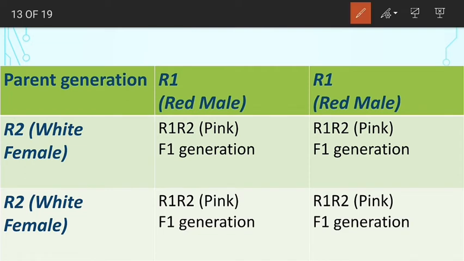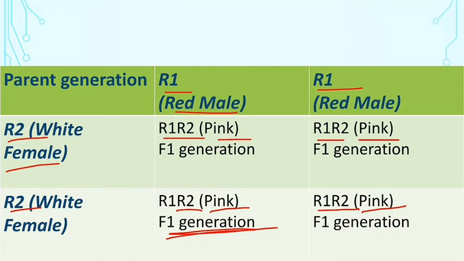Here is a Punnett square expression of the cross. R1R1, that is a pure red male, is crossed with R2R2, that is a pure white female. Then there is expression of R1R2, and in all the cases it is R1R2, where the color is pink in the F1 generation.